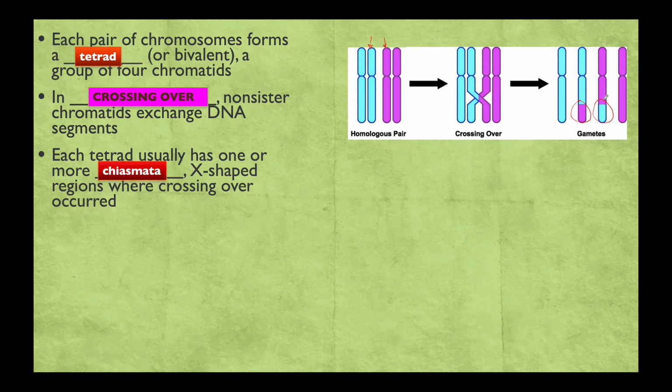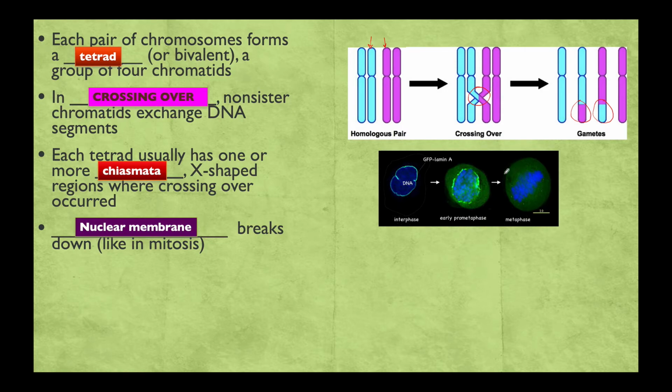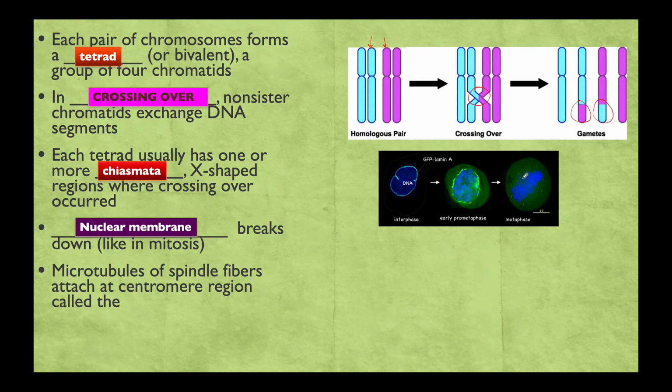So where that happens right here is called the chiasmata. Okay, this X-like structure, that's the crossover spot. And other things that are occurring at the same time as this, just like in mitosis, we have the nuclear membrane breaking down. So here we can see it's intact in interphase. Here's early prometaphase, or we can say late prophase, and by the time you get to metaphase, it's not there anymore. Okay, so nuclear membrane goes away, nucleolus disappears, microtubules attach at the centromere region, which we had previously called the kinetochore, a set of proteins that sits outside the centromere.